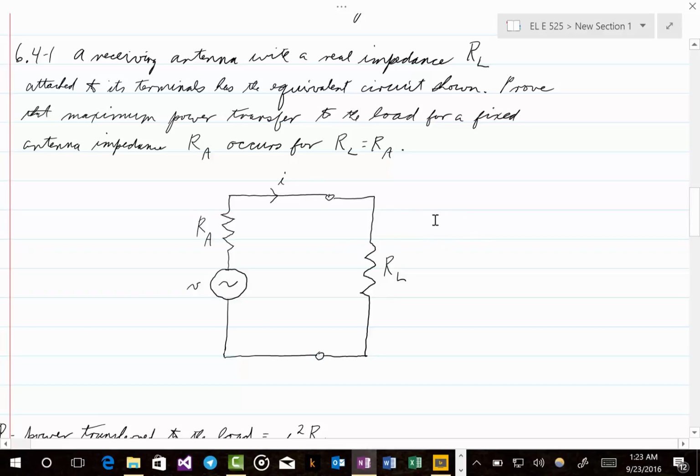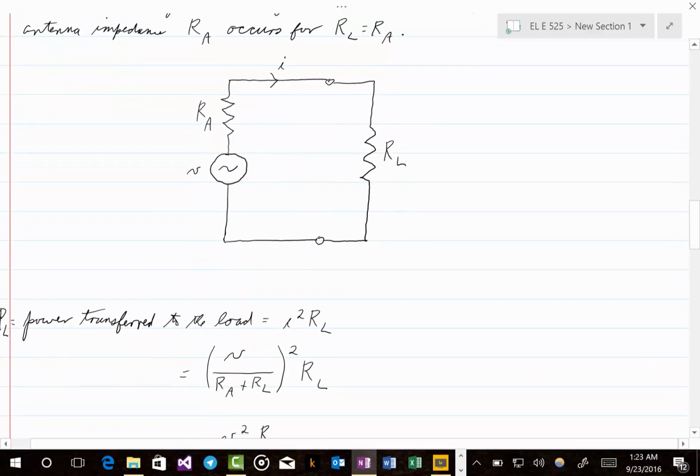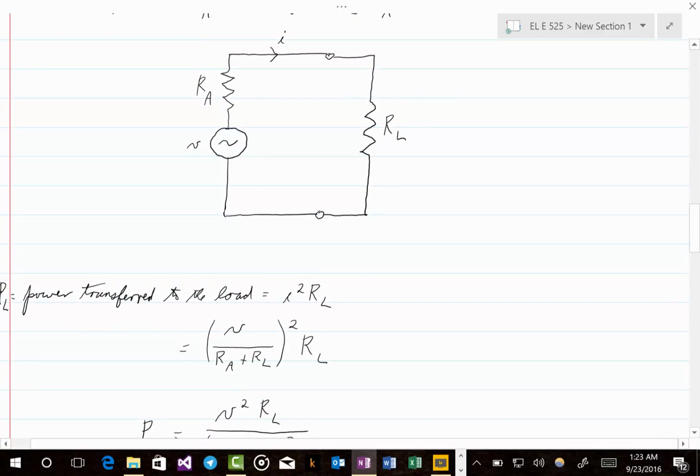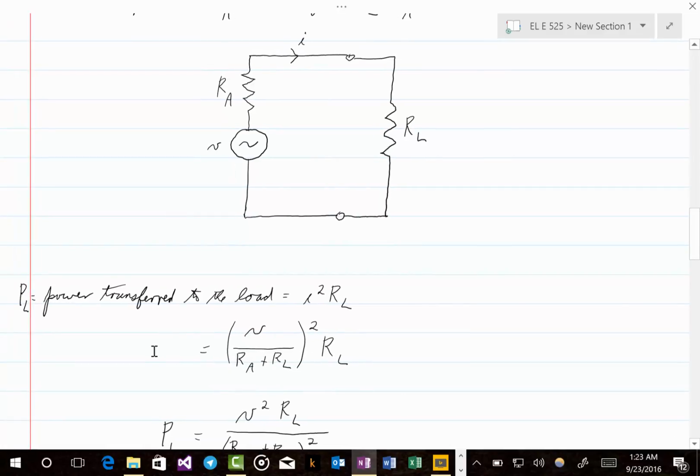And so the question then is, what should our choice of R sub L be to get maximum power transfer? And of course, you've done problems like this in circuits before, so this I don't think will be hard for you at all. But let's go over it just to remind you of how it goes. So if we call the power transferred to the load P sub L, then the power transferred to the load, of course, is I squared R sub L.